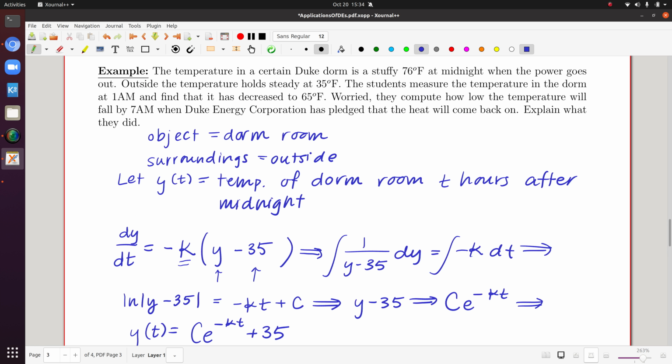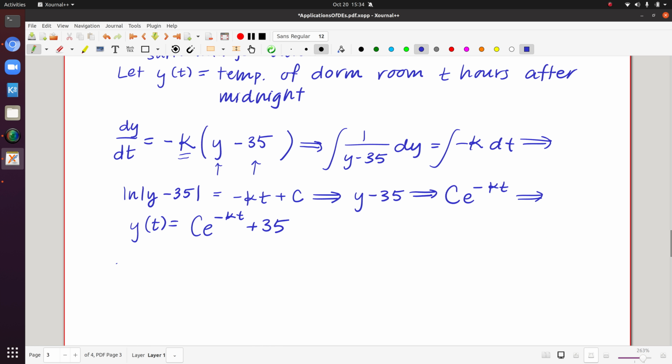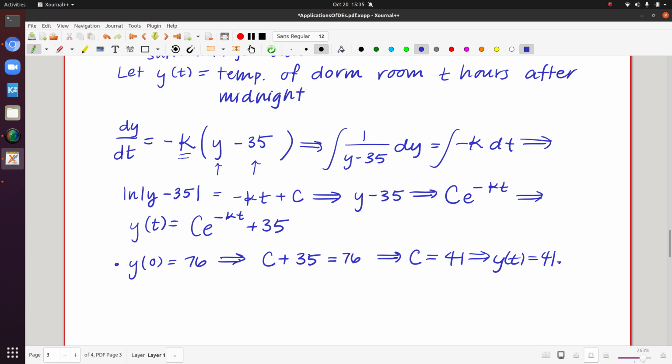What we can take advantage of is two pieces of information. We know that at time 0, which is midnight, the temperature is 76. So if I plug in 0 to my solution function, I get C plus 35. We want that to equal 76, so C is going to be 41. I can update my solution function to reflect that value of C. At this point, I still don't know the value of k, but we also know that 1 hour later, the temperature is 65.